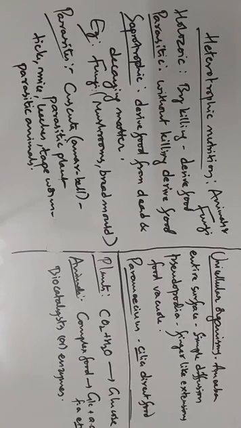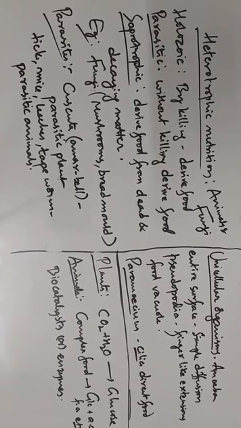Heterotrophic nutrition. What are heterotrophs? Animals and fungi. There are three types of heterotrophic nutrition: holozoic, parasitic, and saprotrophic. Holozoic mode of heterotrophic nutrition involves killing of the entire organism and deriving nutrition out of it. So, all animals do it. Most of the animals that we see.